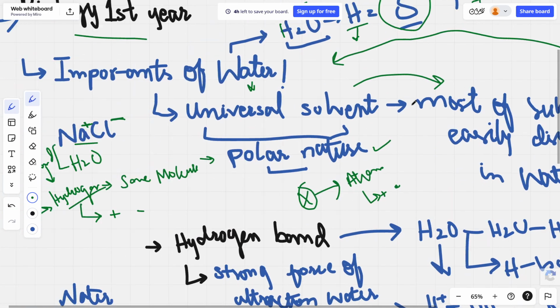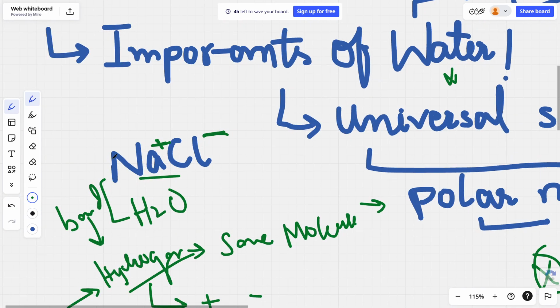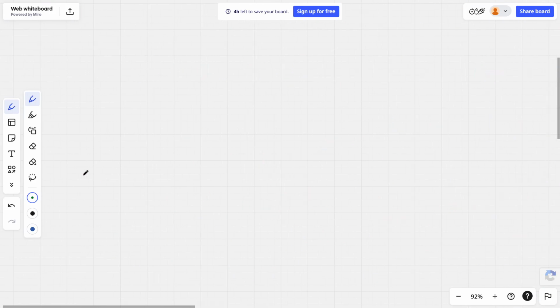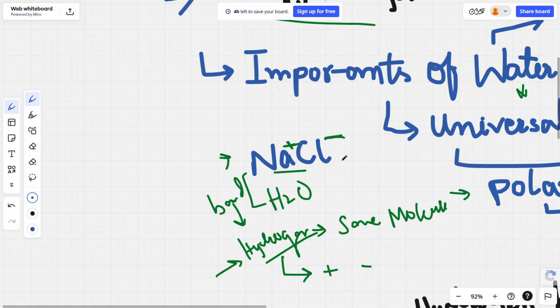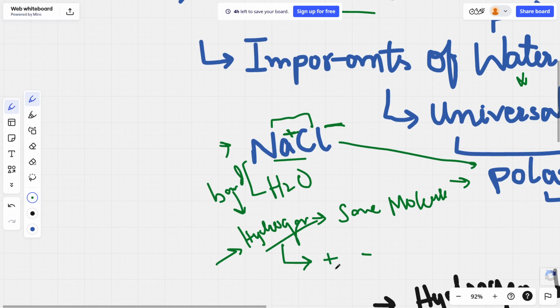Moving further, if I give another example, that is NaCl. NaCl also has a polar nature. Na has a positive charge and Cl has a negative charge. And a polar nature also has a bonding, meaning different charges have a bonding between them. That is called a hydrogen bonding, positive charge and negative charge.